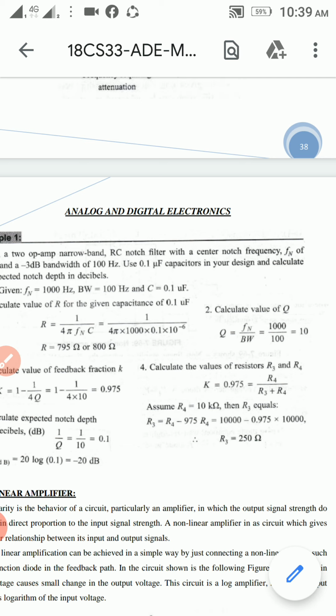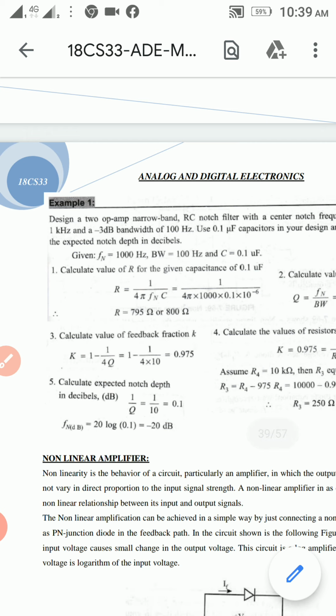So K is equal to R4 divided by R3 plus R4. Once you know the value of K, we still don't know the resistance values, because two resistances are unknown. So one of the resistances you have to choose as a standard value, it might be 100 kilo ohm or 10 kilo ohm, whatever it may be. So choose one value and find out the other one.